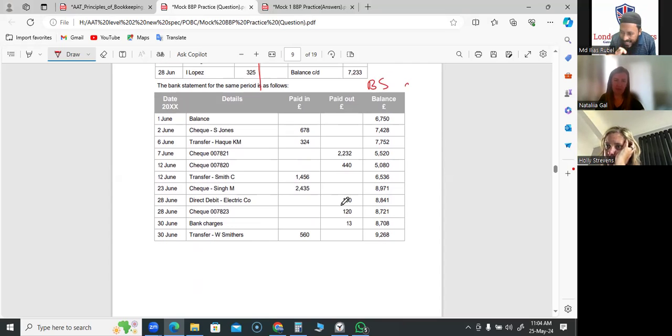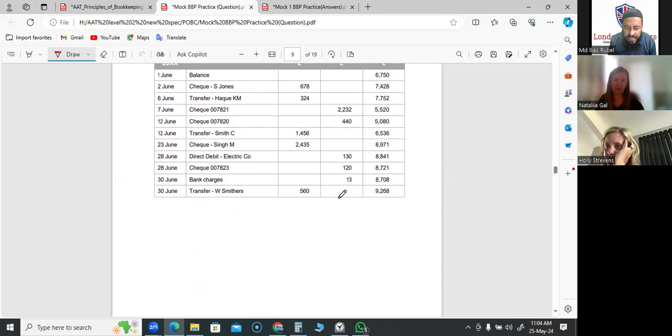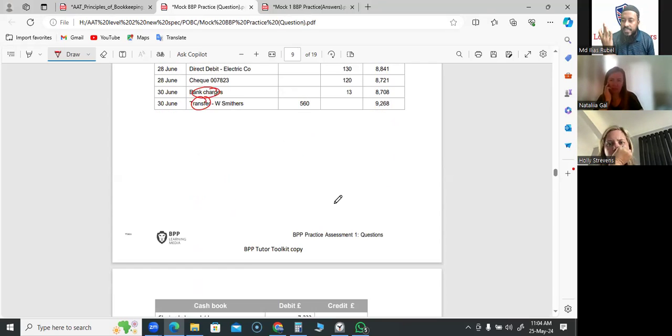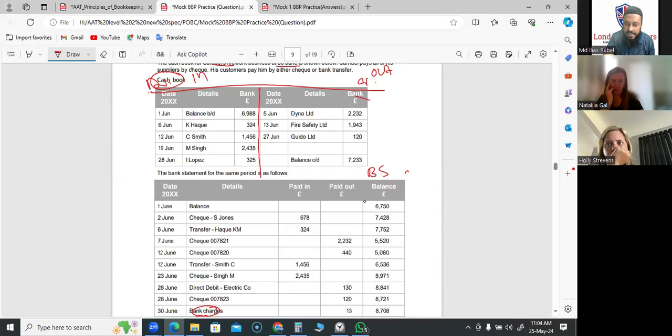And there should be some discrepancies. Number one: any online transfer, bank charges, bank interest, direct debit, standing order, these are not known by us unless we see the bank statement. So as soon as we get the bank statement, we take those items, put them in the cash book, and make our cash book updated from the bank statement items.